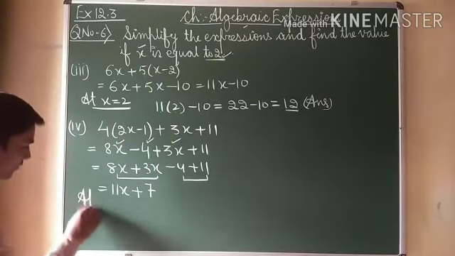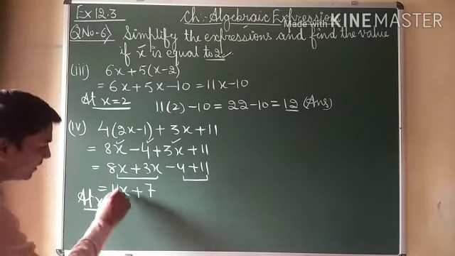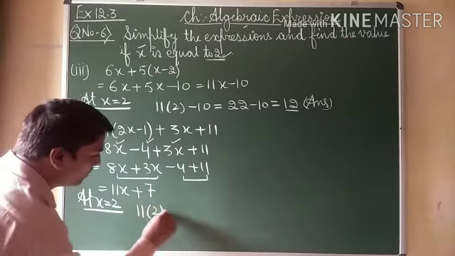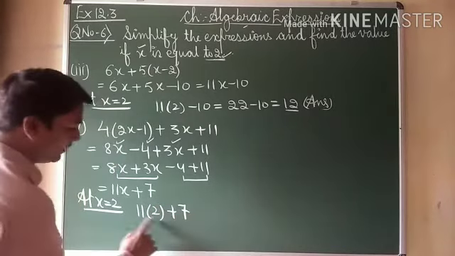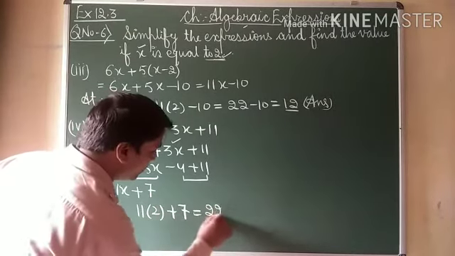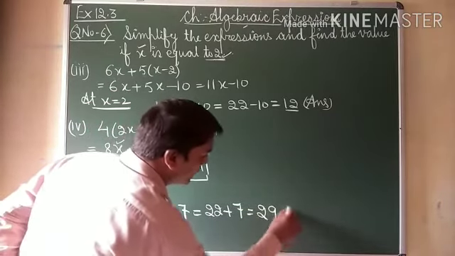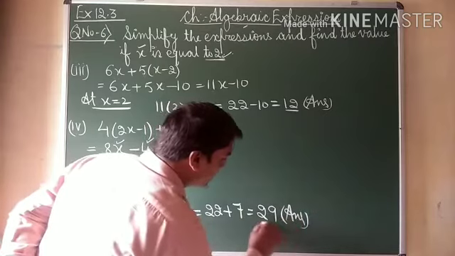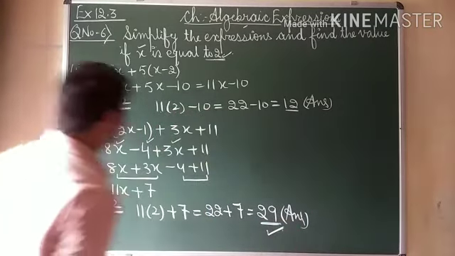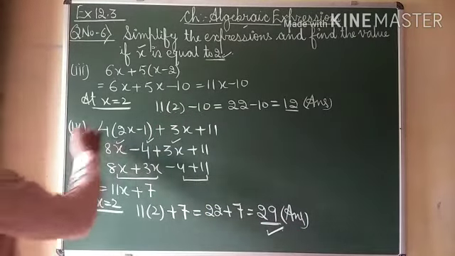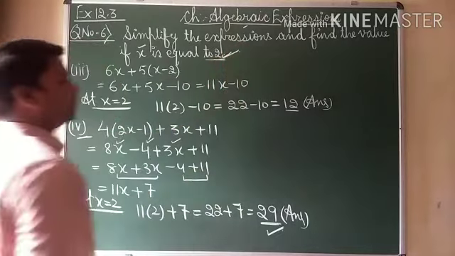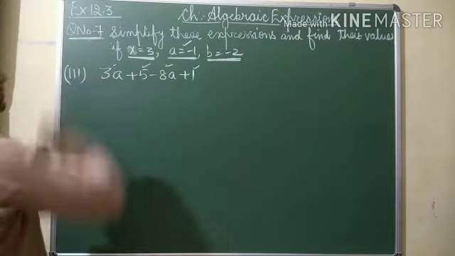So putting the value of x equals 2 here, we get 11 into 2 plus 7. Now 11 into 2 is equal to 22 plus 7, which is further equal to 29. Therefore 29 is the required value of the given algebraic expression at x equals 2. Next is question number 7.